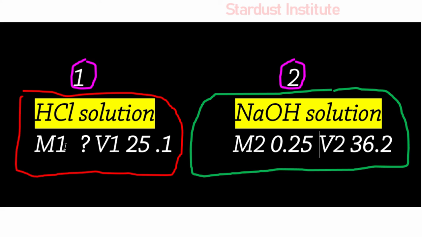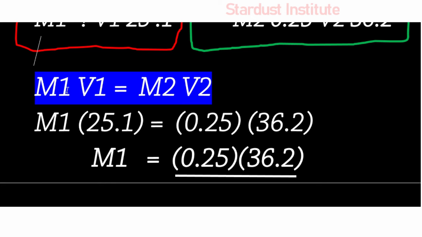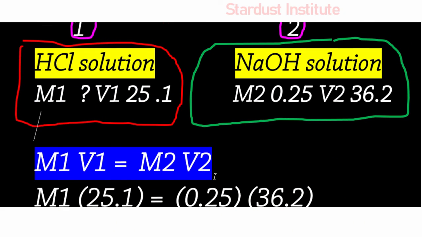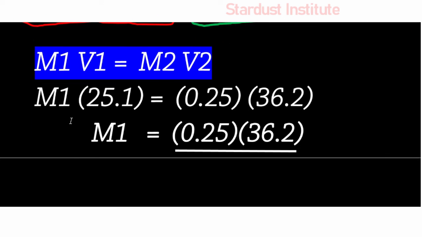We took the molarity of the HCl solution as M1; we have to find it. We took the volume of the HCl solution as V1, 25.1 milliliters. We took the molarity of the sodium hydroxide solution as 0.25, and the volume of the NaOH solution as 36.2 milliliters. Now we can create an equation like this: M1 V1 equals M2 V2. M1 we don't know; we have to find it. V1 is 25.1 milliliters, M2 is 0.25, V2 is 36.2 milliliters.